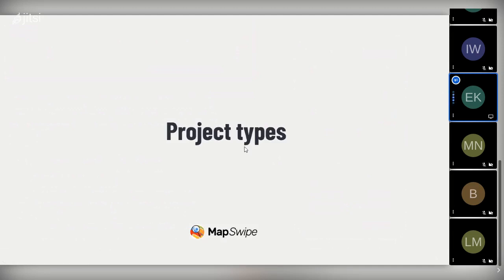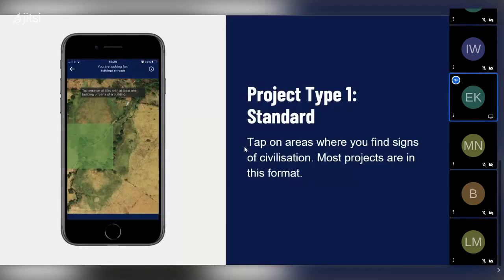It's always good to identify the project types before you start mapping. As I said earlier, tap on areas where you find signs of civilization, that is buildings. Most projects are in this format. So always tap areas where you know you're seeing something. But if you're not seeing something, leave it as it is.